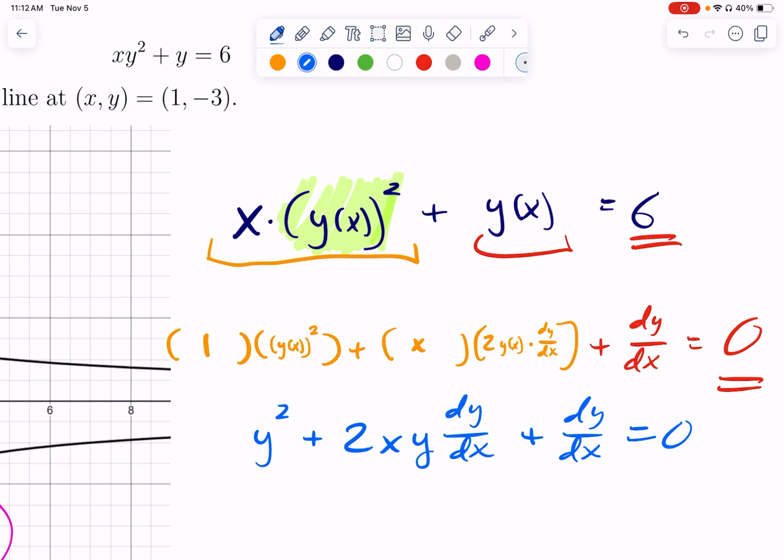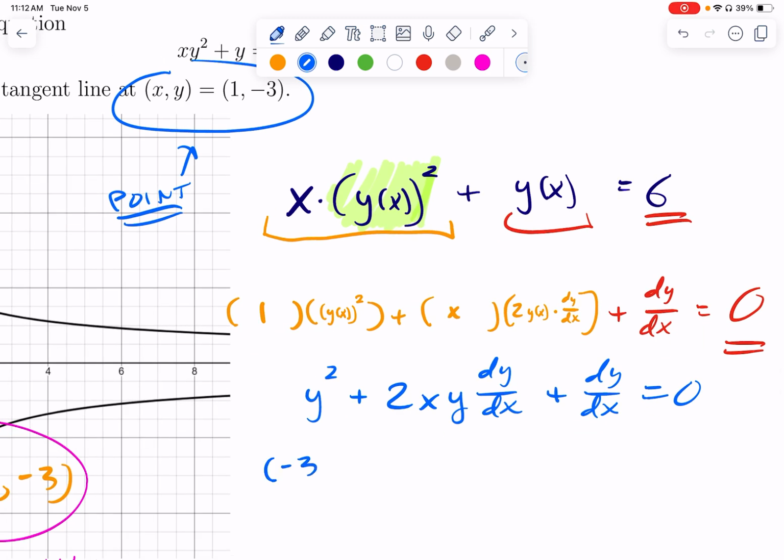So now we'll plug in specifics. I want to know what is the slope of the tangent line at this specific point. We need to take derivatives before we plug in numbers, just like when we're doing it with the derivative of an explicitly defined function. But now we can plug in numbers. Everywhere I see y, I'll plug in -3. Everywhere I see x, I'll plug in 1. So this becomes (-3) squared plus 2 times 1 times -3 dy/dx plus dy/dx equals 0.